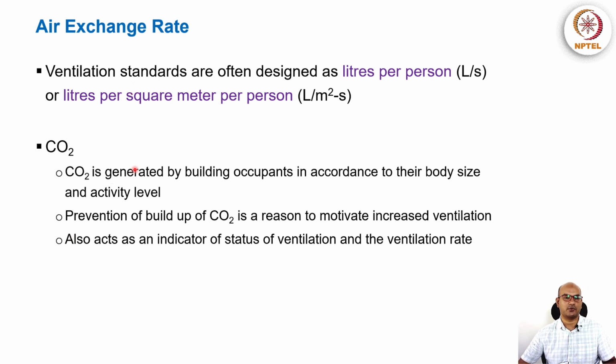The key is CO2. CO2 is generated by building occupants in accordance to their body size and activity. So is it an adult or a child? Are they doing some rigorous activity or non-rigorous activity? So the prevention of buildup of CO2 is a motivation factor behind increasing the ventilation. CO2 in fact also acts as an indicator of the status of the overall ventilation rate. If we have more buildup of CO2, which basically suggests that there is poor ventilation. If there is less CO2, then we have less buildup, and maybe there is more ventilation or a higher air exchange rate.